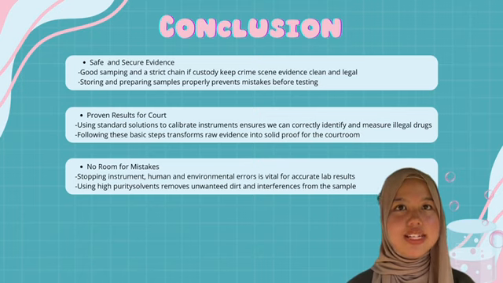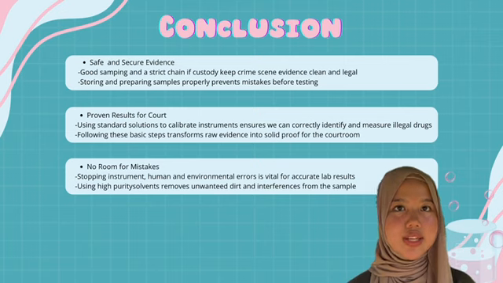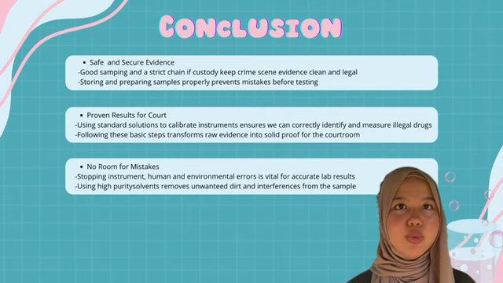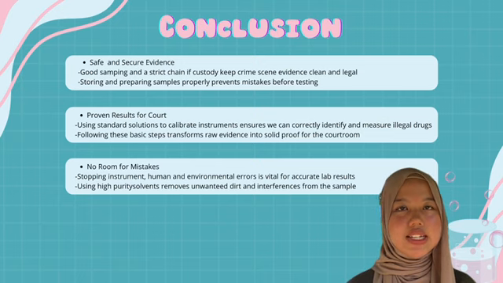Next, in the forensic lab, there is no room for mistakes. As we discussed in the theory section, actively identifying and stopping instrument, human, and environmental errors is vital to getting accurate, reliable results. Using high purity solvents during sample preparation helps us to wash away unwanted dirt and chemical interference, leaving us with a clean sample to analyze.